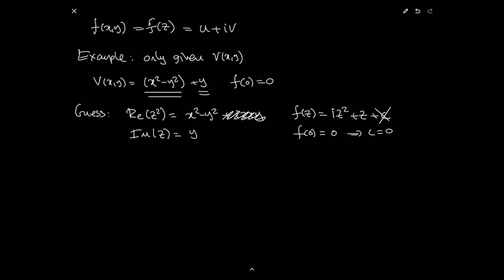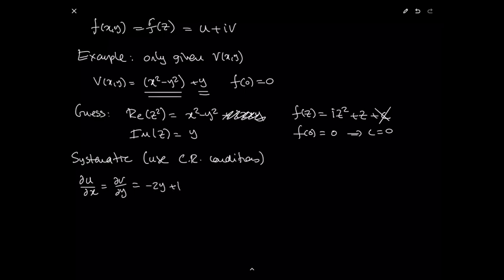Now, that was an easy one to guess, but what if we try to be more systematic about it? And to be systematic, we use the Cauchy-Riemann conditions. Okay? Well, let's do that. First of all, we want to figure out u. So we know that du dx equals dv dy, and dv dy over here gives us minus 2y plus 1.